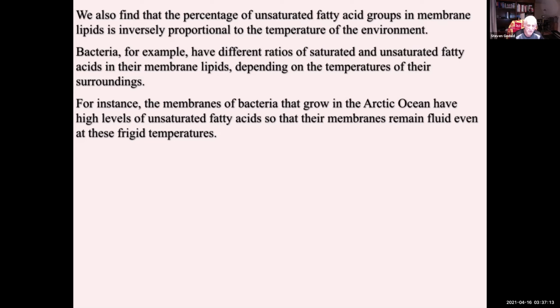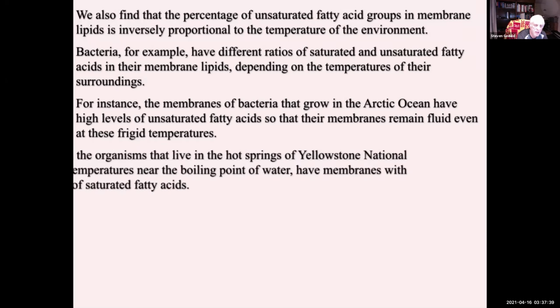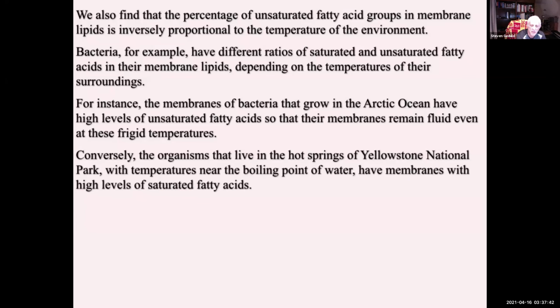These unsaturated fatty acids have double bonds that keep the hydrocarbon chains from sticking together. So when it's a really cold environment, you're going to have more unsaturated fatty acids in the membrane. In a really hot environment, you have more saturated fatty acids because they're going to be liquid anyways. It's moving. Conversely, the organisms that live in the hot springs of Yellowstone National Park, with temperatures near the boiling point of water, have membranes with high levels of saturated fatty acids. They're going to stick together, but it's a very hot environment, so they're going to be boiling off and moving around.